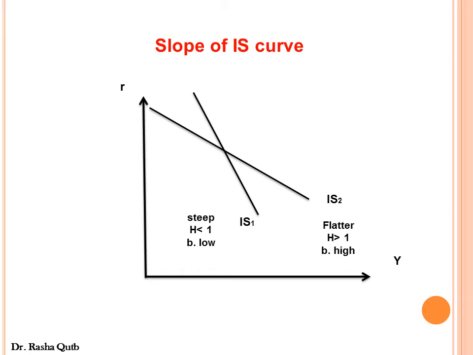And on the other side, when investment is less sensitive to any change in interest rates, it means H is less than 1 and the value of marginal propensity to consume is low. We get a steeper IS curve. Of course, this will help me later when I talk about the effectiveness of fiscal policy on economic activity according to the Keynesian theory.